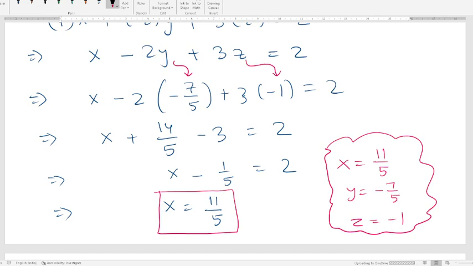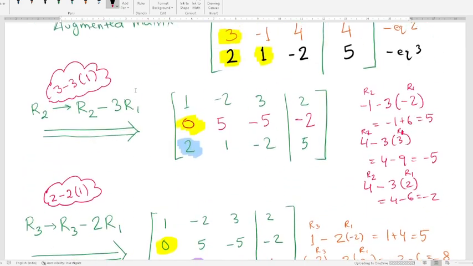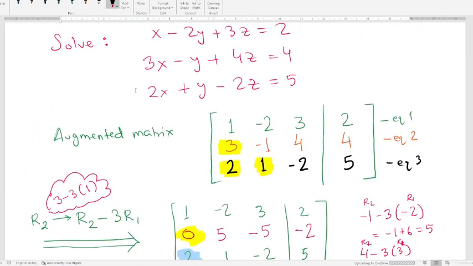Is it clear with everyone? Let's go ahead and revise the entire procedure once more. We were given 3 equations in 3 variables.